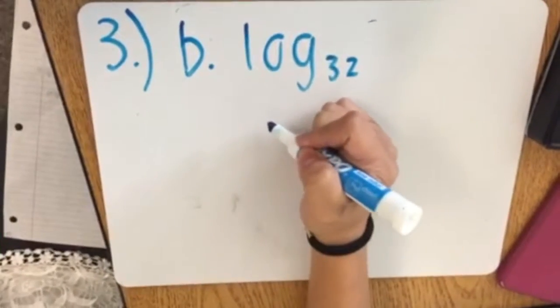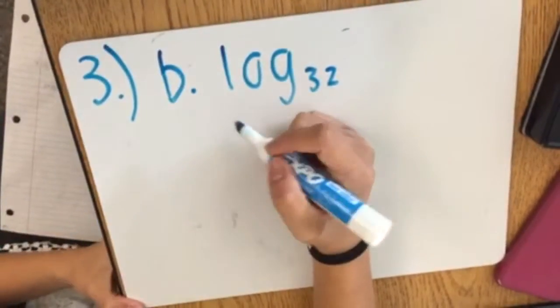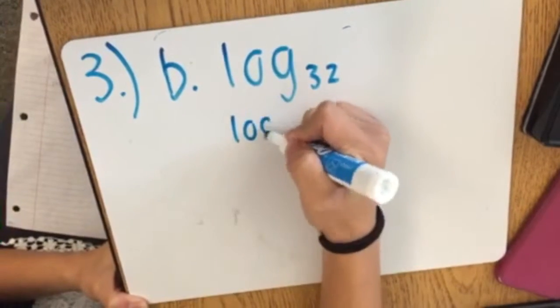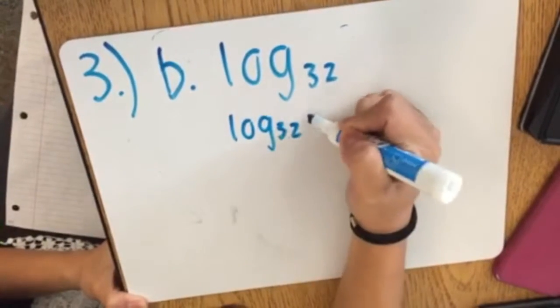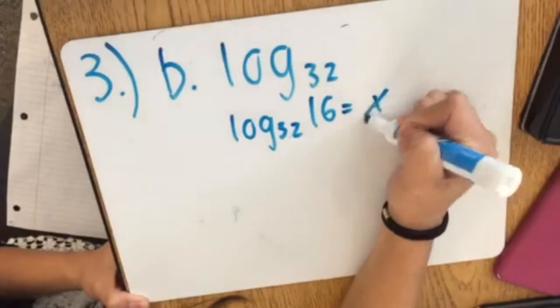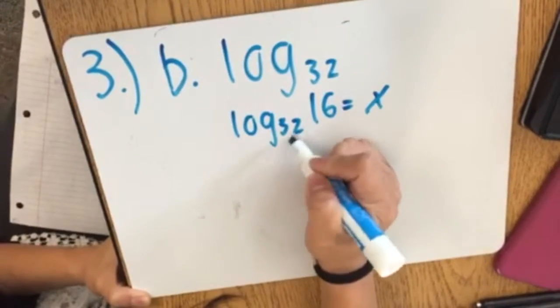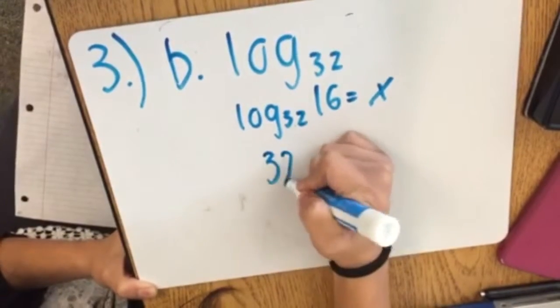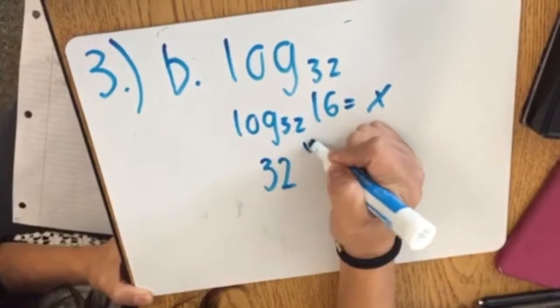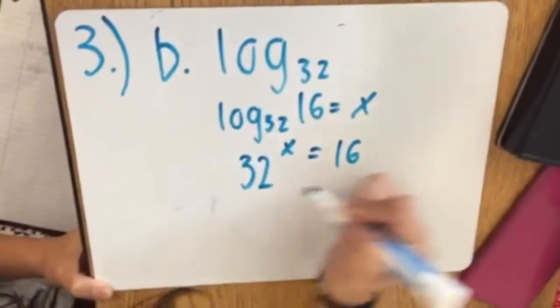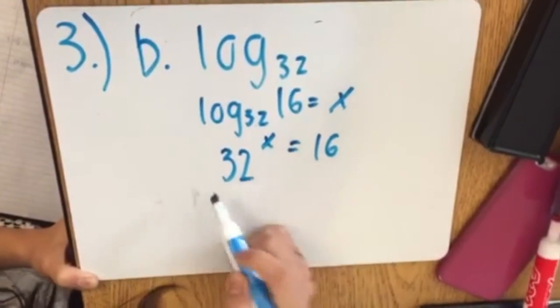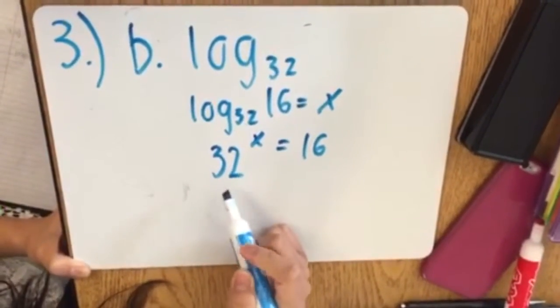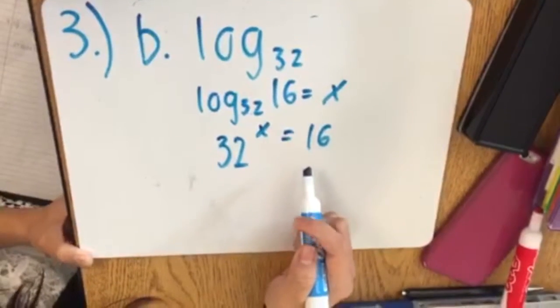Let's try another one. The way we read this problem is log base 32 of 16. This one's a little bit more tricky to solve using the quick way, so we'll just go on to writing it in exponential form. Now as you can see here, I set it equal to x because it's not set equal to something already. Base 32 would be raised to the x and equal to 16. This is written in exponential form now.